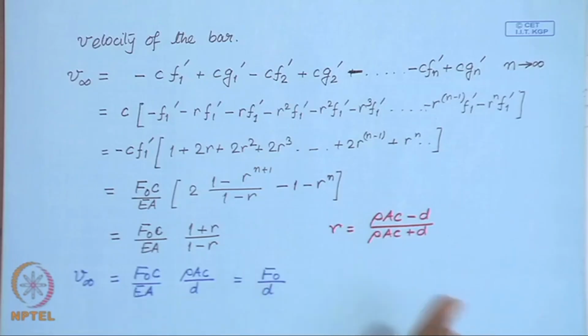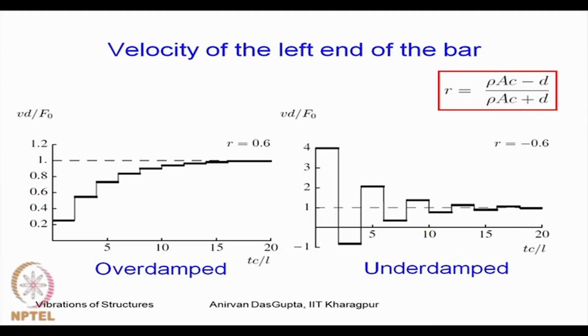There is a transient, and this is the transient that we observe in this plot, where I have plotted the solution as it reaches the steady velocity. So, whatever we have discussed till now, I have plotted here in these two graphs for two values of r. Now, I have written the definition of r here. So, r can be positive or negative depending on the value of d. So, if d is less than rho a c, then r is positive, and in that case what we observe is something like an overdamped behavior.